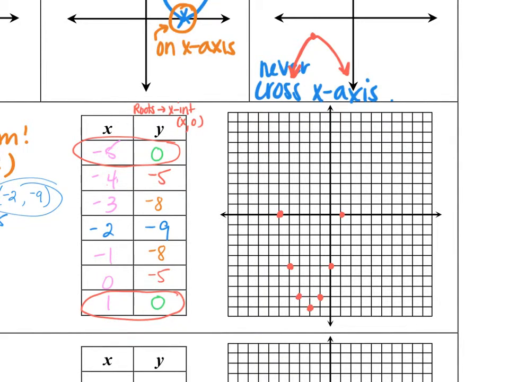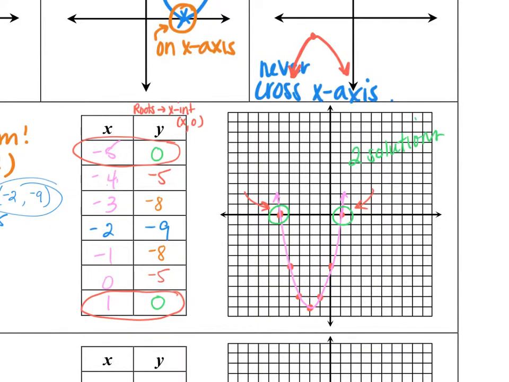All right, so I've got my points on the grid. I'm going to connect my parabola, nice U-shaped. You see here those points I was telling you about: -5, 0 and 1, 0, as I already knew that is where it was heading. So these are the two x-intercepts. So we do have two solutions because we have two x-intercepts.